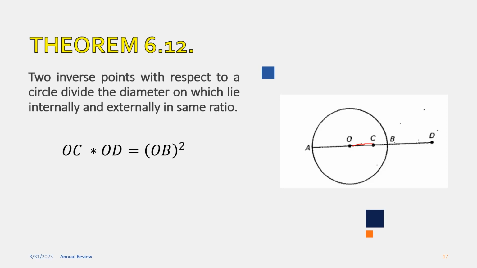OC multiplied by OD will be equal to the square of OB. The same application as earlier, as explained by Sir Abzar. By this, we're going to divide both sides by OB. So we have this proportion: OD over OB is equal to OB over OC.